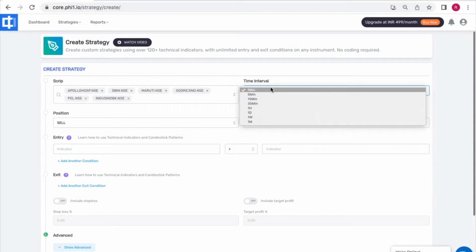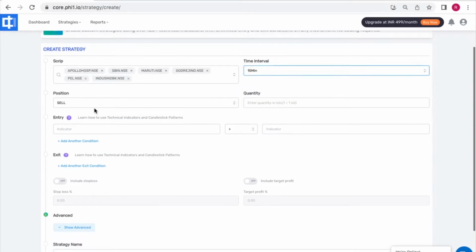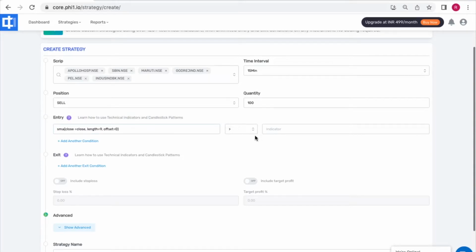In order to select the time interval, simply click on any of these values. I'm going ahead with the 15-minute interval. My position is to sell 100 quantities when my entry condition is met. Now my entry condition should match the death cross condition, which is that the short-term SMA of 9 days should cross below the long-term SMA. In my case, it would be the 20-day SMA.